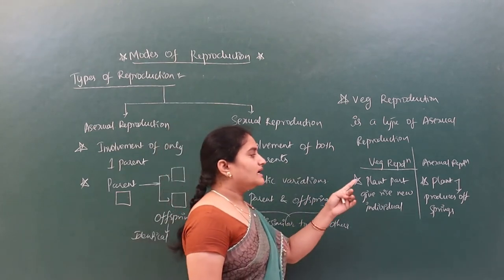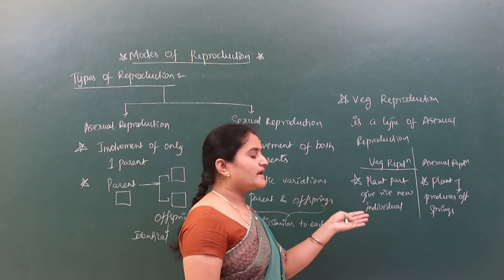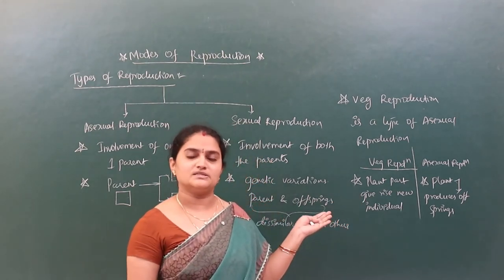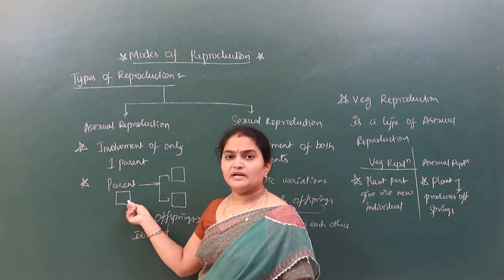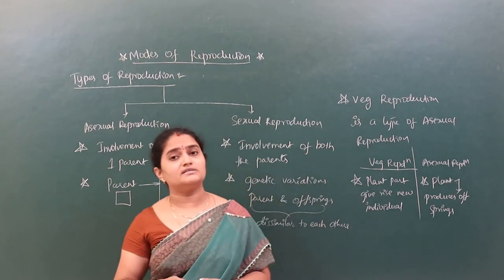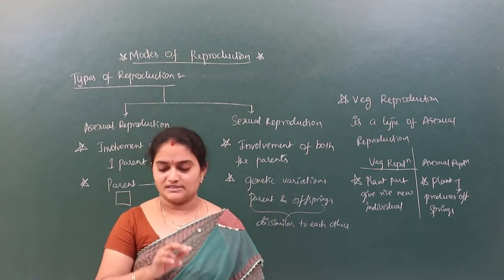And in the asexual reproduction, this plant body will produce the offsprings. If it is unicellular, then the entire parent will divide into two offsprings. If it is a multicellular organism, there it will produce spores. So we'll discuss that.